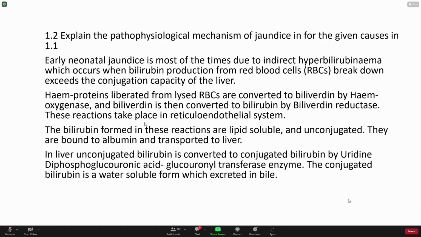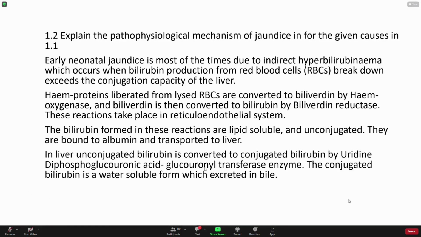Then you can say heme protein liberated from the lysosomal RBCs is converted to biliverdin by heme oxygenase, and biliverdin is then converted to bilirubin by biliverdin reductase. If you know this much, you can write it, but it is perfectly all right if you don't know the enzyme names. You can say heme protein liberated from the RBC is converted to biliverdin and then to bilirubin by enzymes in the reticuloendothelial system. That's perfectly all right. If you know the names of these enzymes, it might carry 1 mark, not too much. I won't bother to give too many marks here.